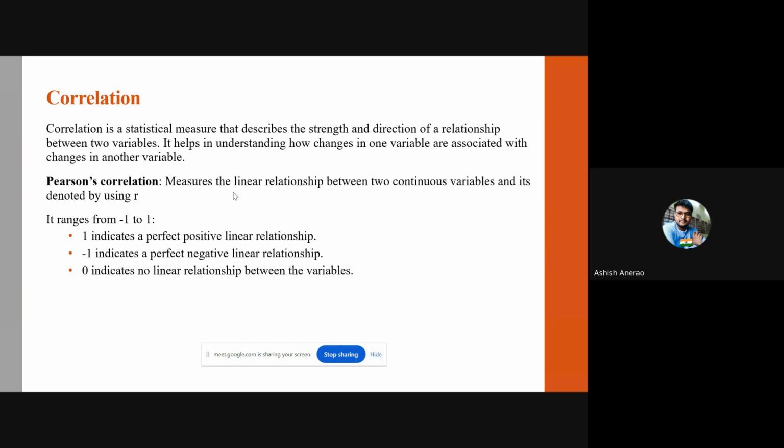So next is correlation. Everyone knows about correlation, because correlation is used so many times. When students pursue 10th and 12th, they find there is one term, correlation, in the 12th chapter of mathematics.